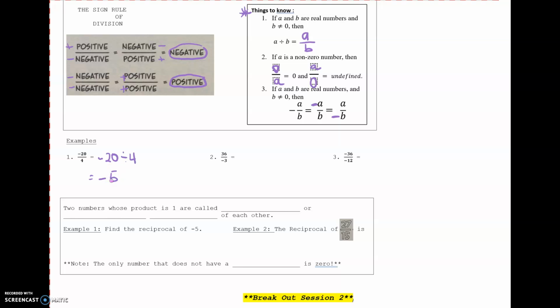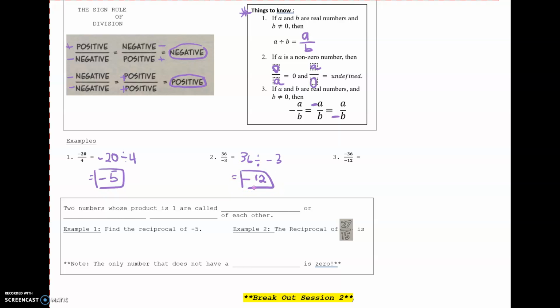Next one, I have 36 divided by negative 3. I could rewrite this as a division problem if you would like. Personally, I prefer leaving it in that fraction form, but it is your choice. It is the same thing. So I have a positive number divided by a negative number, so my answer is negative. And 36 divided by 3 is 12. So I have negative 5 for my first answer, 12 for my second answer.